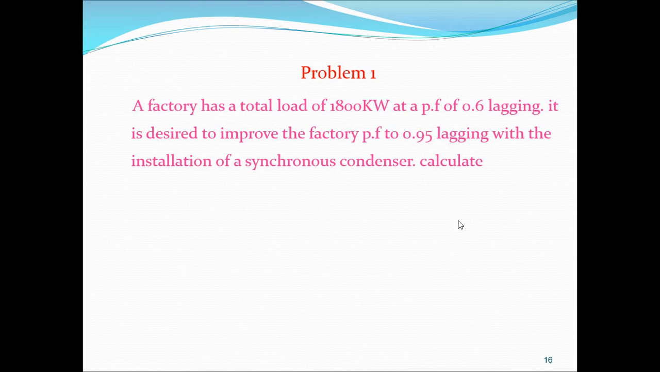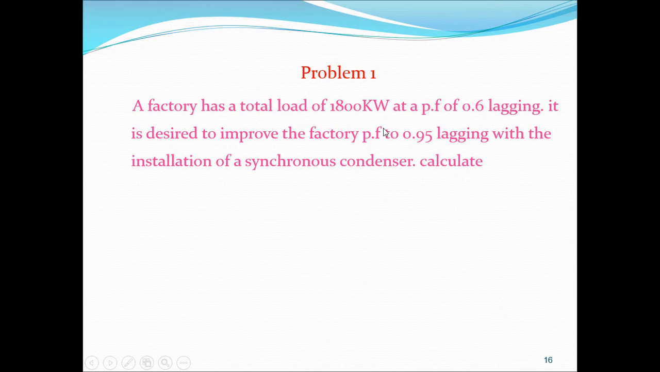A factory has a total load of 1800 kilowatts at a power factor of 0.6 lagging. It is desired to improve the power factor to 0.95 lagging with installation of a synchronous condenser. So the given total load is 1800 kilowatts. What is the power factor? It is working at 0.6 lagging. Now we have to improve this 0.6 lagging to 0.95 lagging. So what we have to do? We have to connect a synchronous condenser in parallel with this one.